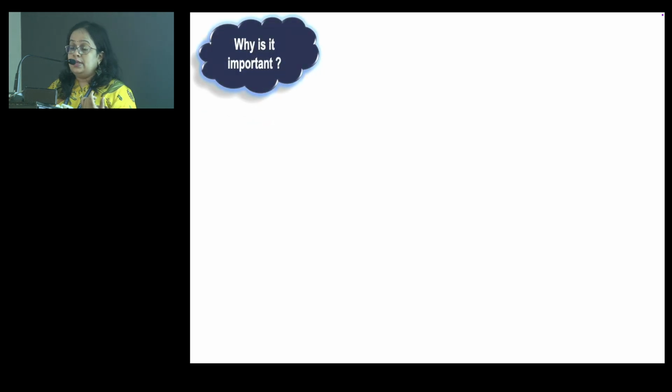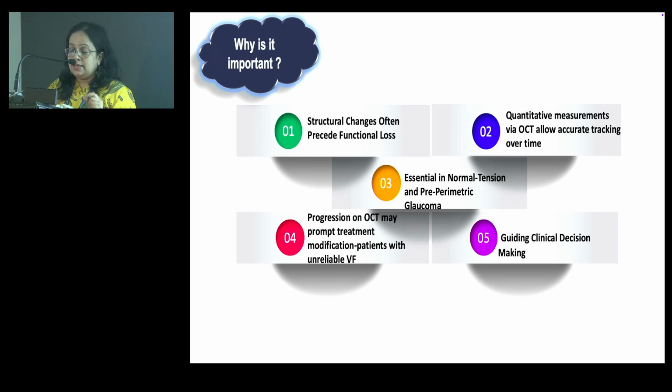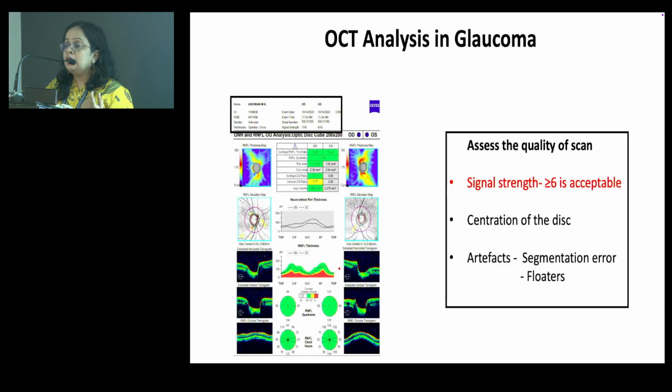So structural progression, as you know, is monitored. Why is it important? Because structural changes in NTG especially can precede functional loss. Quantitative measurements via OCT allow us accurate tracking over time, and it's very essential in NTG and pre-perimetric glaucomas. Progression on OCT may prompt treatment modification in patients with unreliable visual field. That's one thing. If the patient has an unreliable visual field, OCT is important and can help you in clinical decision making.